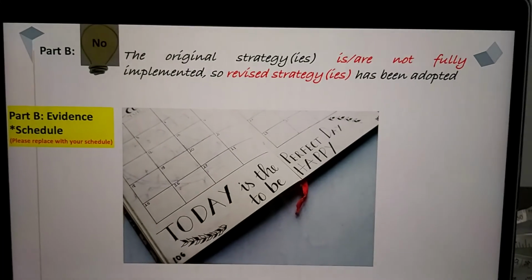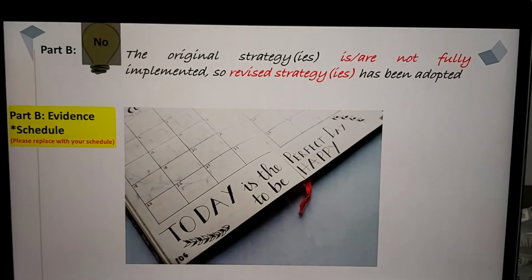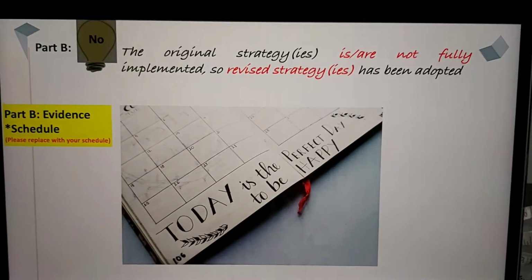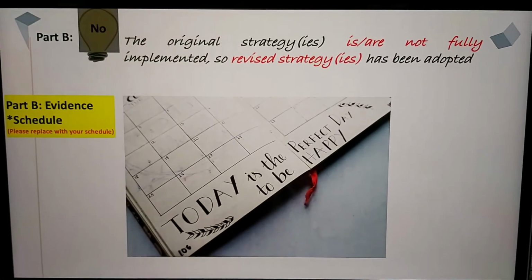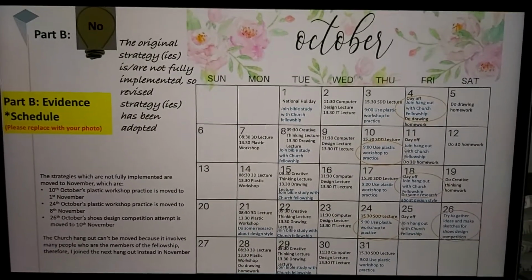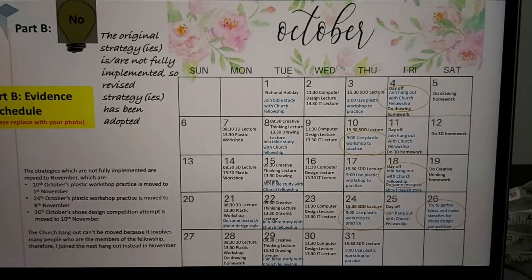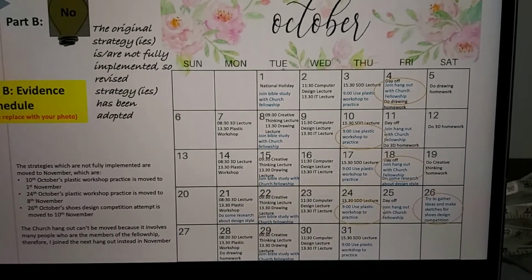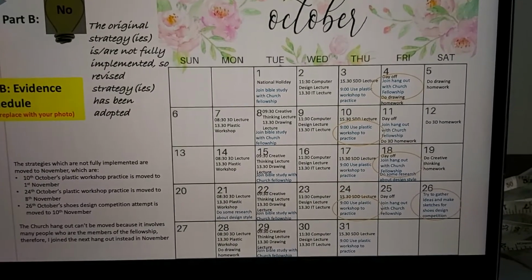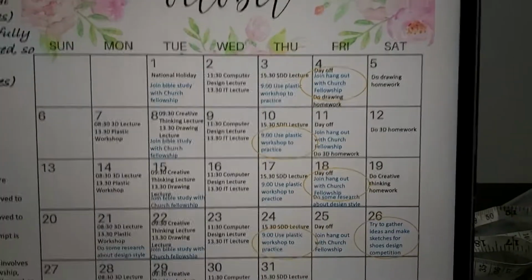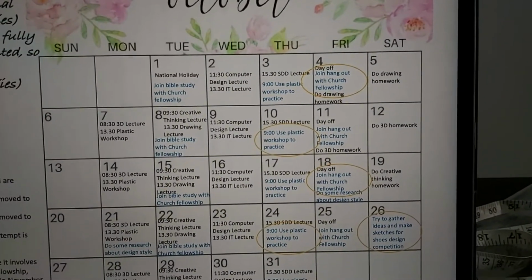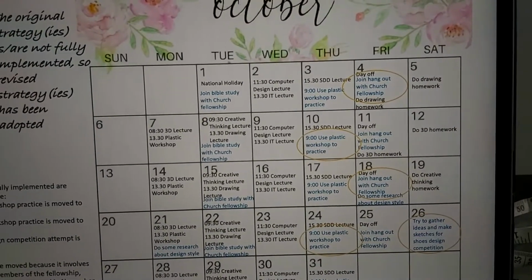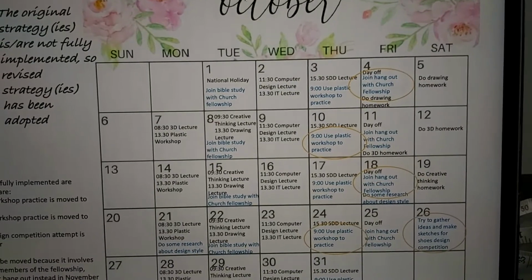Now I'm going to explain the things that I didn't fully implement during the month. In October, I failed to implement on the 4th, 10th, 18th, 24th, and 26th October. On the 4th October, I didn't join the Hangout with Church Fellowship, and I believe it was because I went out with my friends.